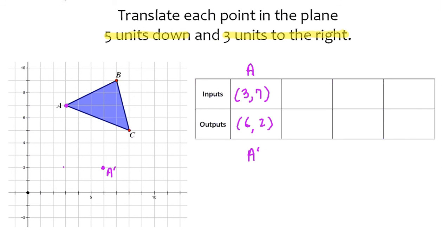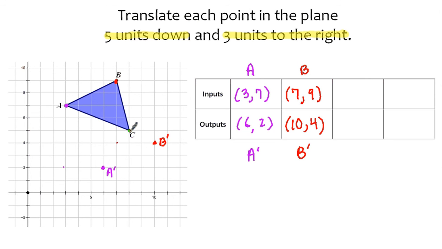And let's continue this little investigation by finding the output for point B. B goes 5 down and 3 to the right. 1, 2, 3, 4, 5. 1, 2, 3. There's the image B prime, and we'll write down the coordinates of the input and the output. B is 7 over and 9 up. B is at 7, 9. B prime is 10 units over and 4 units up. 10, 4.